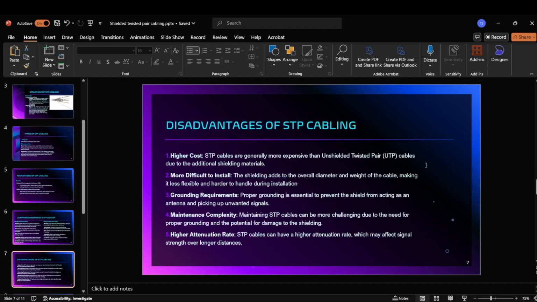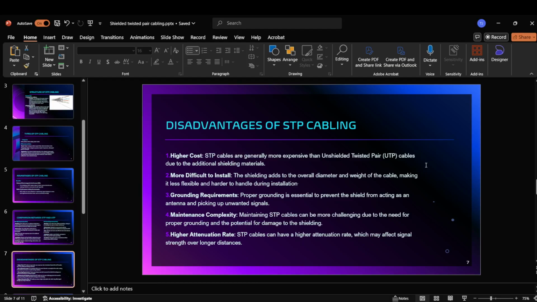Next is the disadvantages of STP. The disadvantage of STP is mostly the higher cost. STP cables are generally more expensive than unshielded twisted pair (UTP) cables due to the additional shielding materials. And next, they're more difficult to install compared to UTP, which can be difficult in its own right.